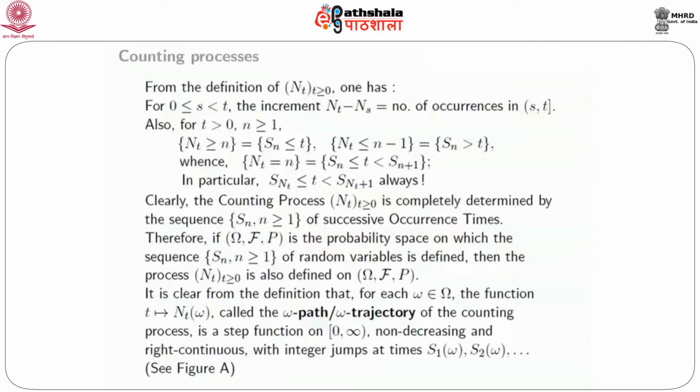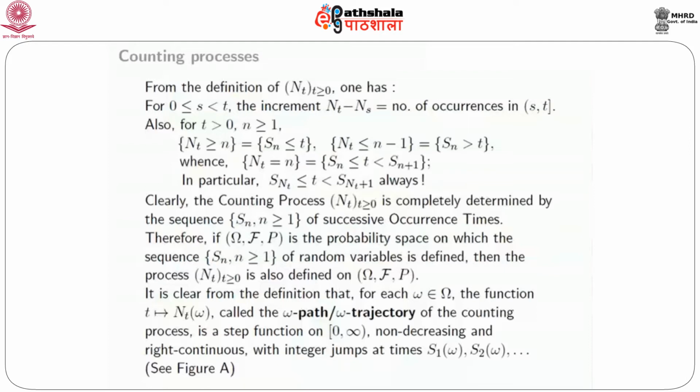In particular, S_Nt is the time of occurrence of the nth event, which is the last event up to time t. That has to be less than or equal to t by definition. And S_{Nt+1}, which is the time of occurrence of the event which is to happen after time t, of course has to be greater than t always. That's clear from the definition. So, of course, the counting process is completely determined by the sequence of successive occurrence times, because the entire randomness comes from there. Therefore, to be technical, if I have a probability space (Ω, F, P) on which a sequence Sn of random variables is defined, then the process Nt is also defined in the same probability space. This is just a technical remark.